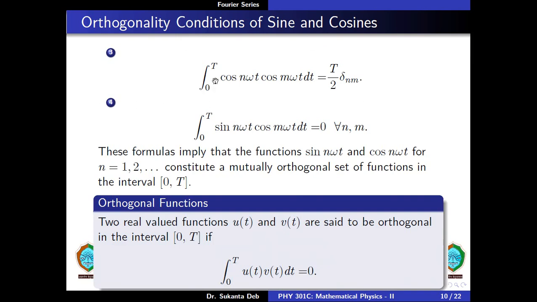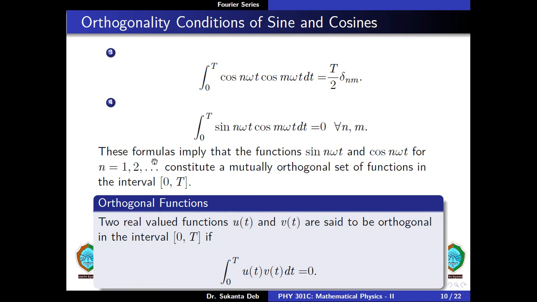Again we have the integral from 0 to capital T of cos of n omega t cos of m omega t dt is equal to capital T by 2 into delta nm. And lastly, the integral from 0 to capital T of sine of n omega t cos of m omega t dt is equal to 0 for all n and m values.